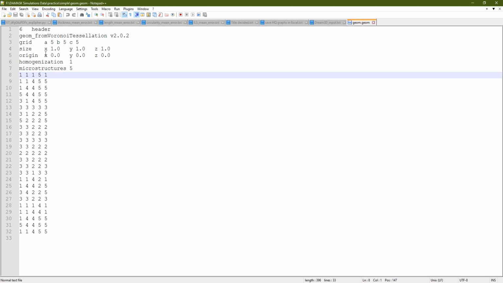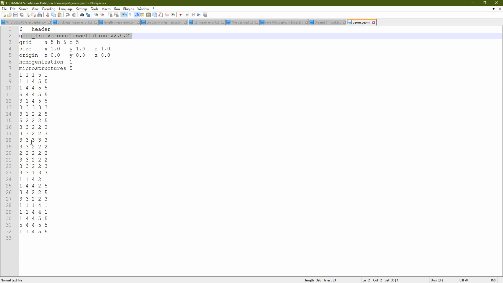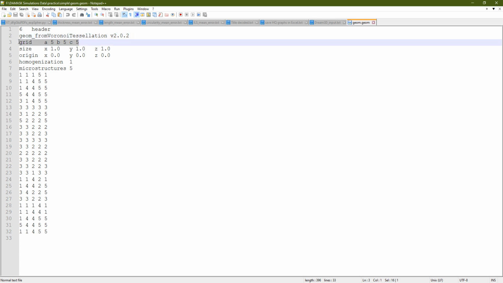Now what is written in the header? This is the command that we use to create this geometry file. That is what is written in the header. Another important thing written here in the header is grid, and this is a 5 by 5 by 5 file. So grid is written as a 5, b 5, c 5, and this is what we are defining here. Okay. Now you can see that it is a 5 by 5 by 5 file.